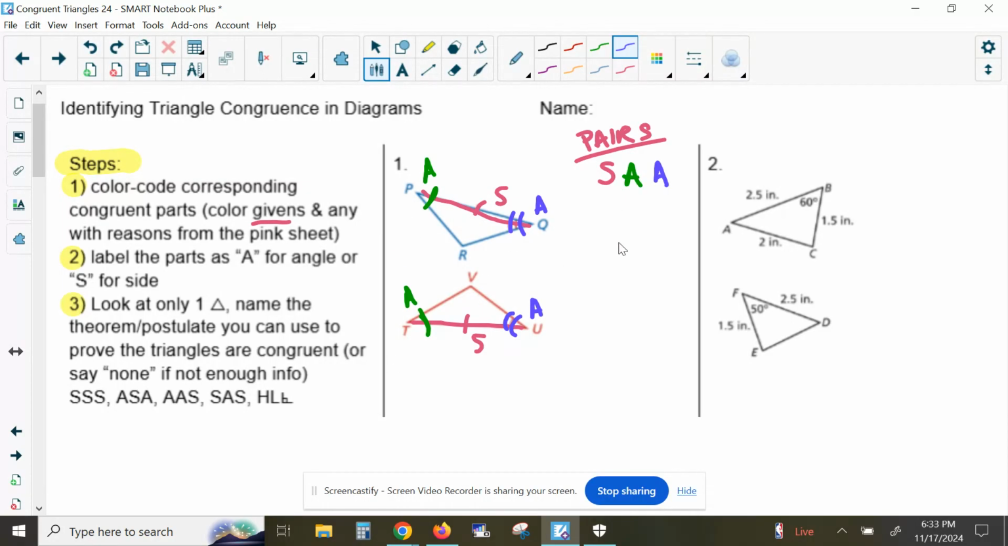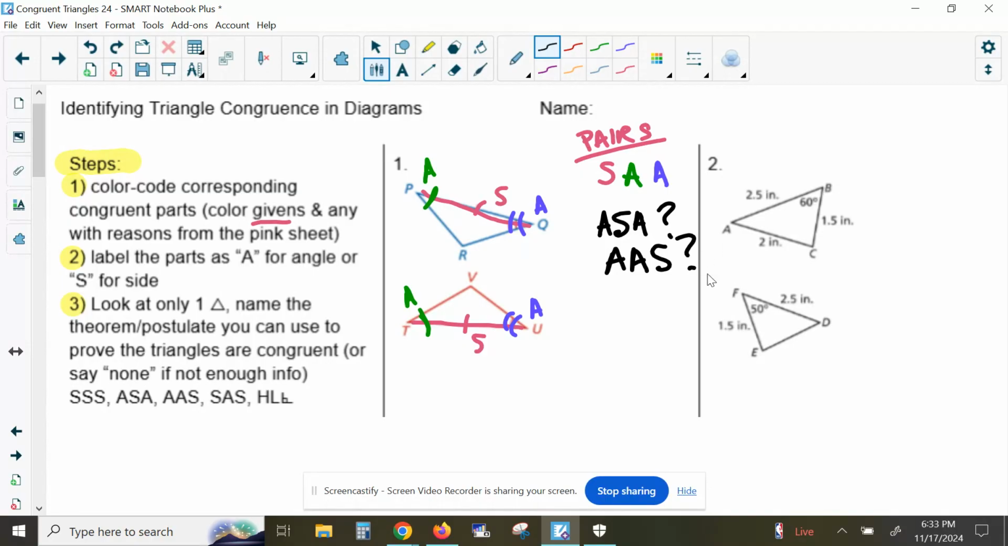Now, here's the deal. After we do that, we have to look at our list. So according to our list, I'm going to switch back to a normal pencil now. Since I have 2 A's and an S, that could be an ASA. I'm going to put a question mark, or it could be an AAS.